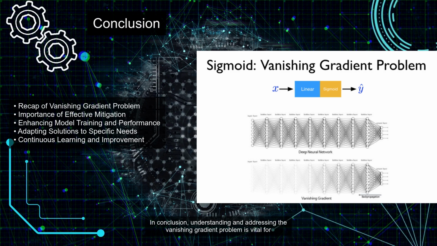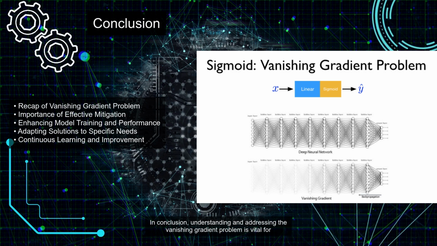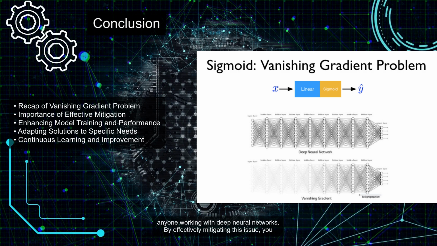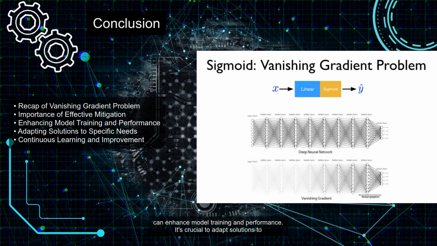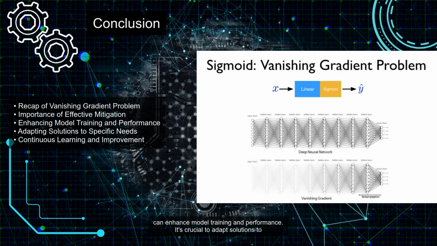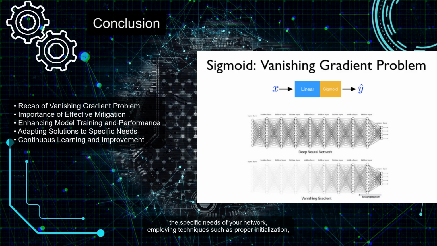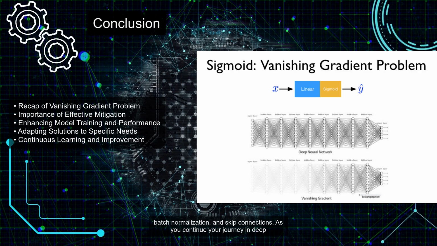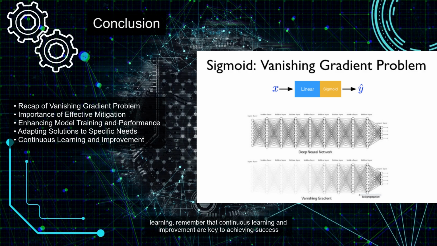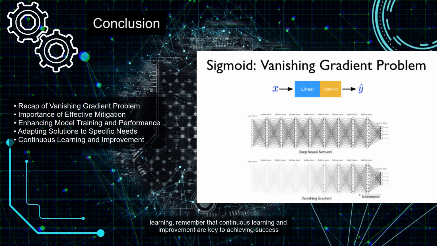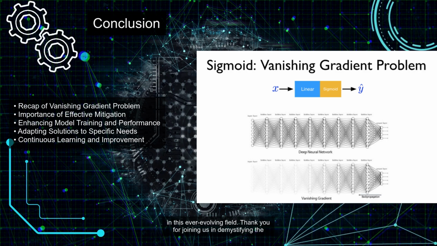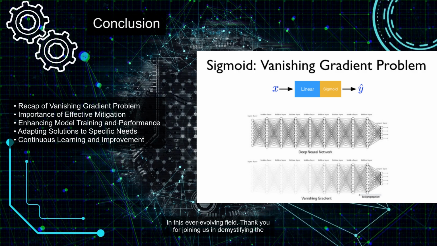In conclusion, understanding and addressing the vanishing gradient problem is vital for anyone working with deep neural networks. By effectively mitigating this issue, you can enhance model training and performance. It's crucial to adapt solutions to the specific needs of your network, employing techniques such as proper initialization, batch normalization, and skip connections. As you continue your journey in deep learning, remember that continuous learning and improvement are key to achieving success in this ever-evolving field.